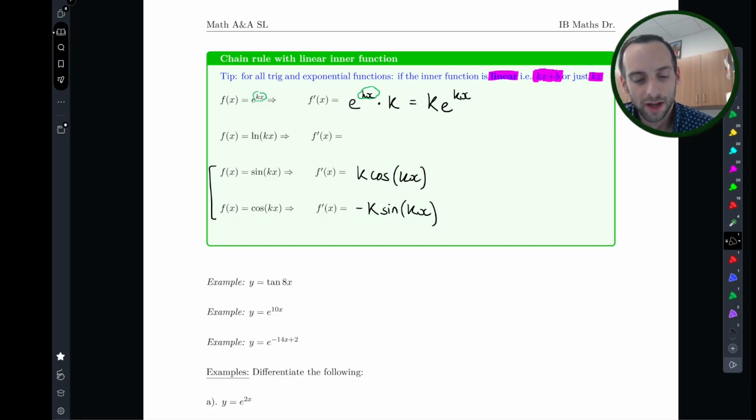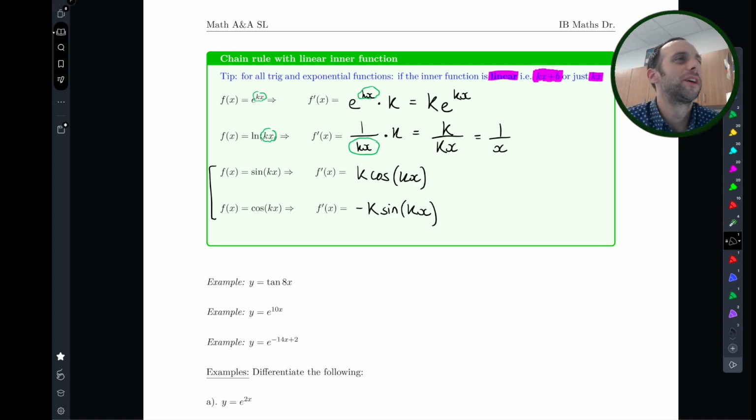This ln kx is kind of interesting. So the derivative of natural log of a glob is going to be 1 over the glob, so 1 over, in this case, kx, times the derivative of the glob, which is just k. Well, if we simplify this, we get k over kx, which simplifies down to 1 over x. So those are just nice shortcuts to know going into your IB exam. You definitely don't have to have them memorized every day, but as you're revising and getting ready, those could be good things to have.